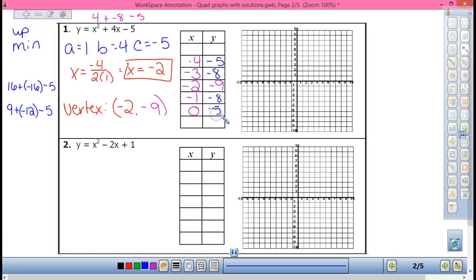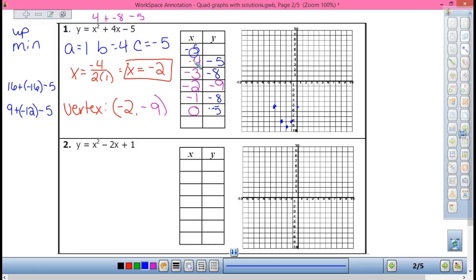Negative 5. All right. So I have negative 4, negative 5, negative 3, negative 8, negative 2, negative 9, negative 1, negative 8, 0, 5. All right, so if I'm looking at this, do I have it where it crosses the x-axis yet? I don't yet, so let's go one more.